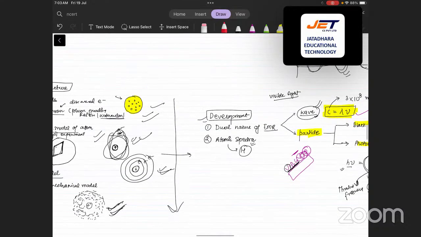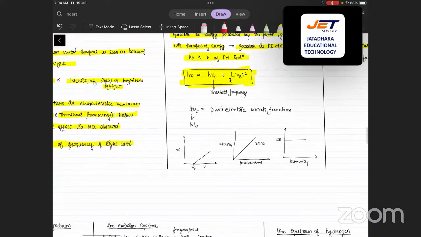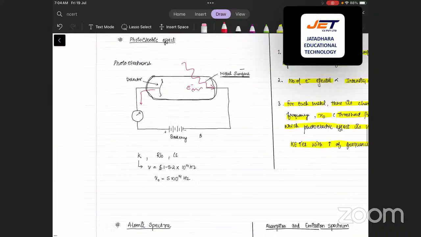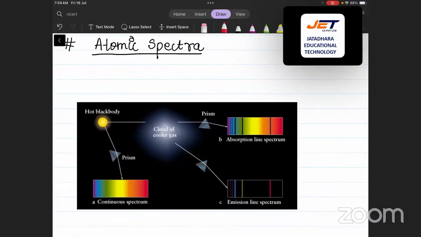Now in the next class, we have to start with learning about the spectra. Basically we will be learning that your spectra looks something like this. This is the absorption spectra and the other one is the emission spectra.